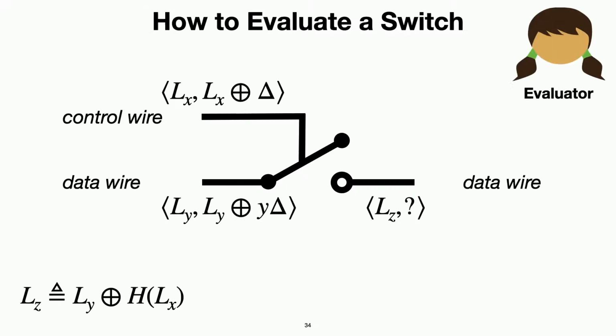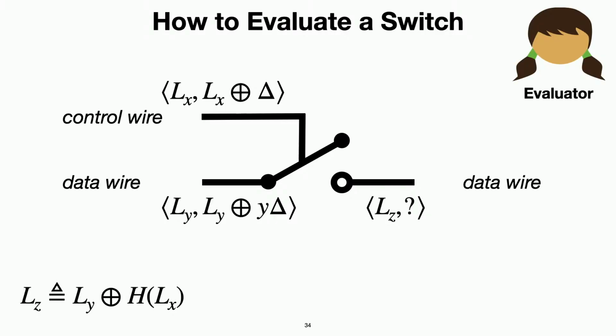Okay, if the evaluator comes along and she has a label on this wire, say Lx plus delta, then notice that because of the way we called our hash function, if h is a random oracle, she can't call h of Lx. She doesn't know what Lx is because she doesn't know delta. Calling h of Lx would require guessing delta for the evaluator, so she simply can't do it.